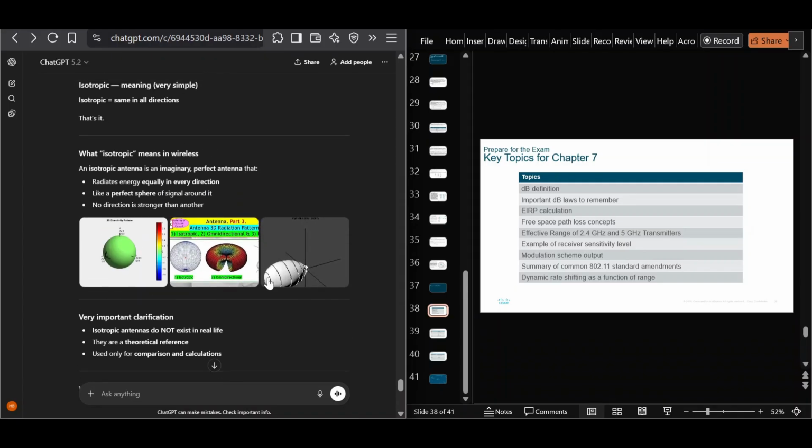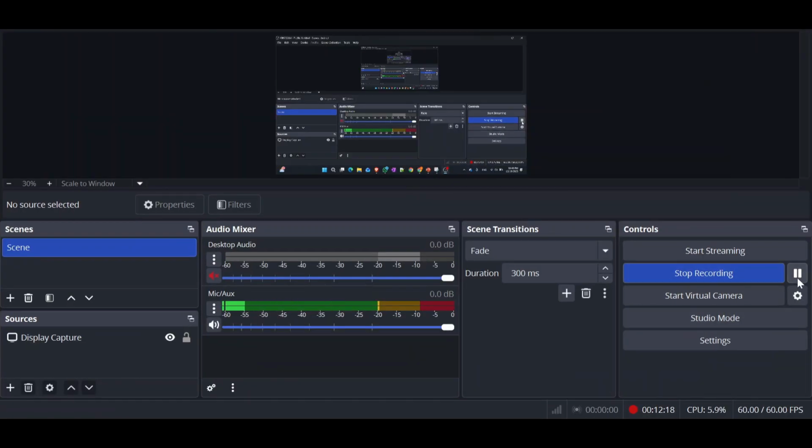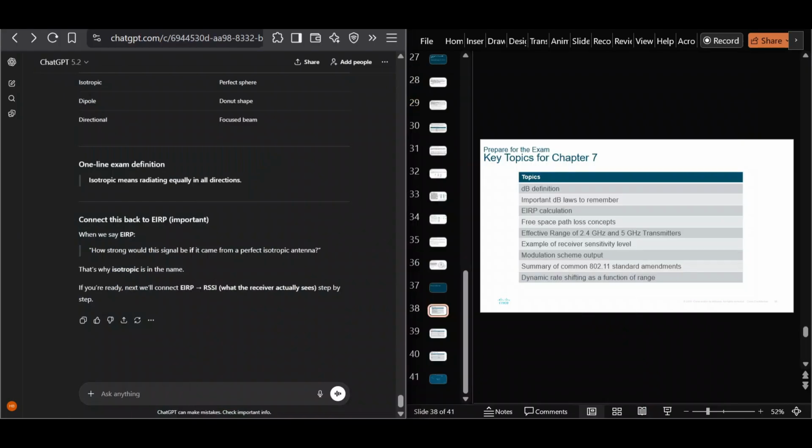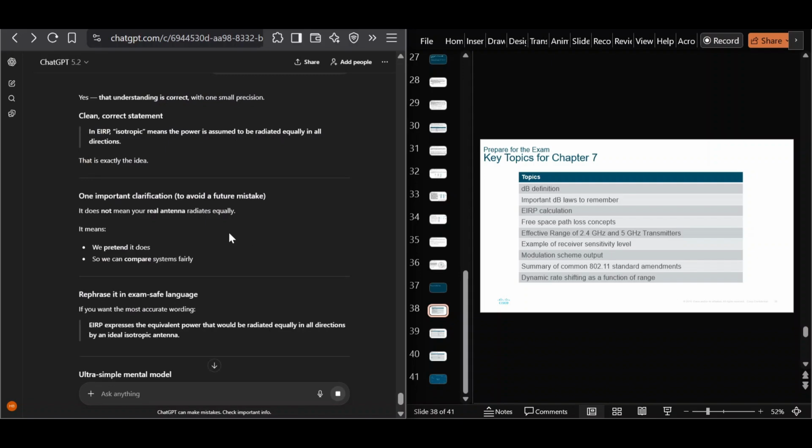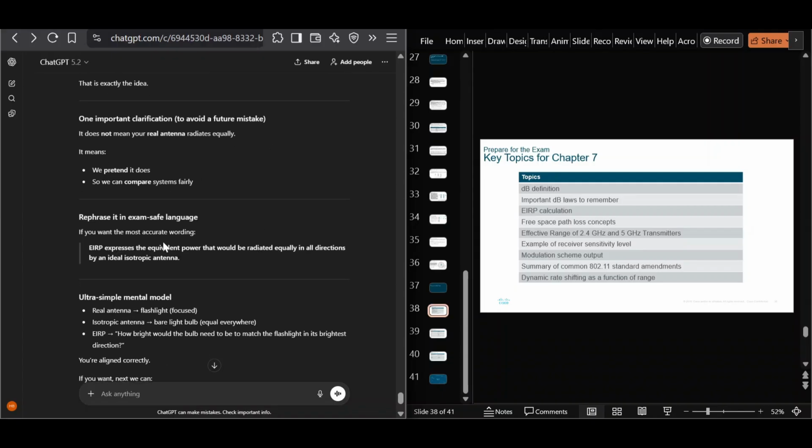Isotropic means equal in every direction. It does not mean the power is radiated forward, and it does not mean a real antenna. It is a way to compare how the power is radiated, and you will see it in the exam. Safer if you want the model to express the equivalent.